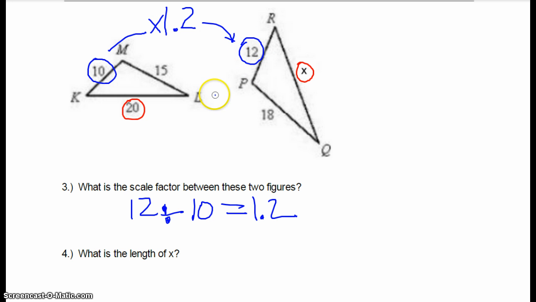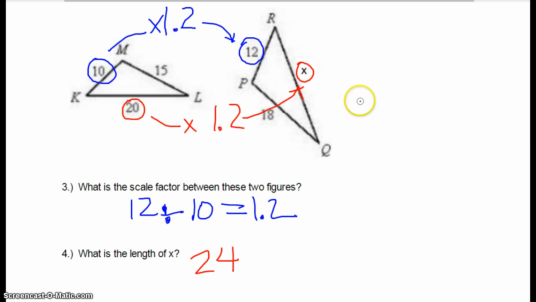If I know my scale factor, now I can take 20 and multiply by that scale factor, 1.2, and get my matching side here of 24.